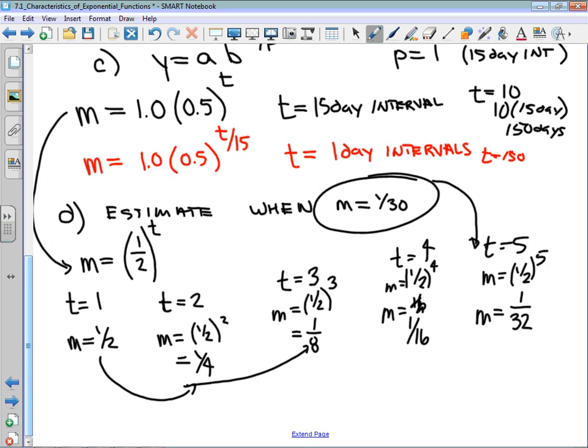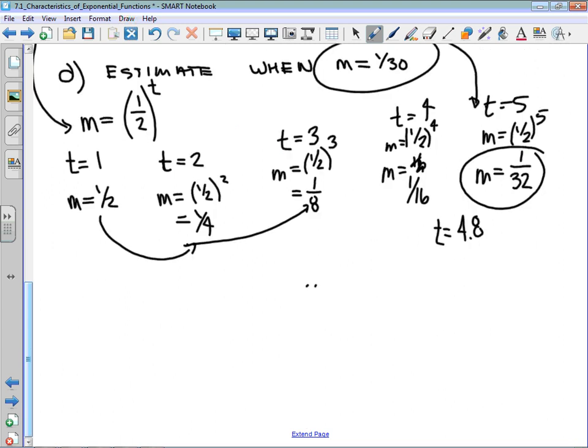So I would estimate that this occurs when t is, and again, this is a guess, 4.8 maybe. The common mistake is that students say, oh, 4.8 days. T isn't days. T is 15-day intervals. So the actual time is 4.8 times 15. I'm just going to quickly grab my calculator for that because 0.8 of 15 is a little bit ugly. If I multiply 4.8 by 15, I get 72 days.